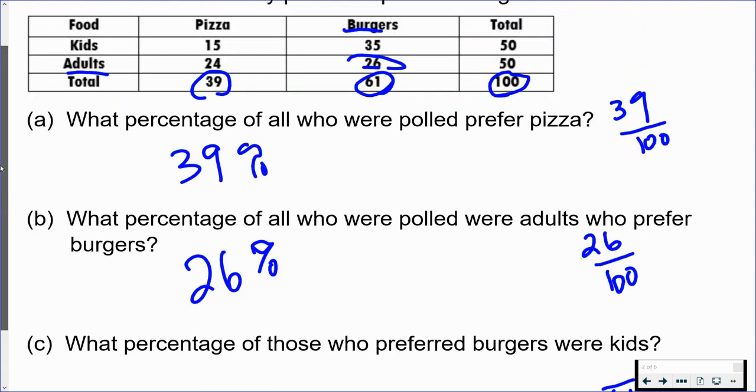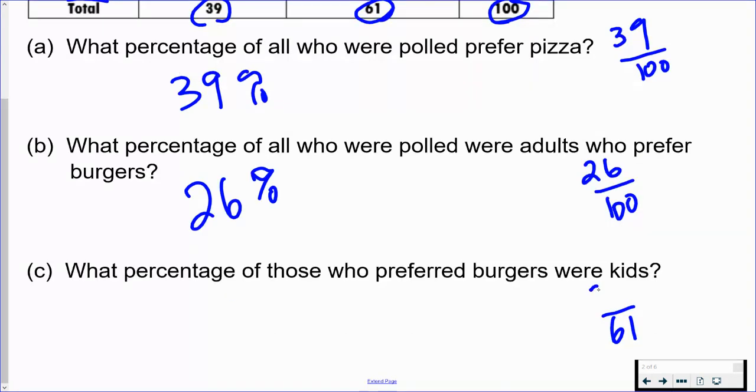So let's go take a look. The kids that preferred burgers, 35. Okay, so our top number is 35. Those were the kids that preferred burgers. Now we're going to need to divide. Okay, so we're going to take 35 and divide by 61.